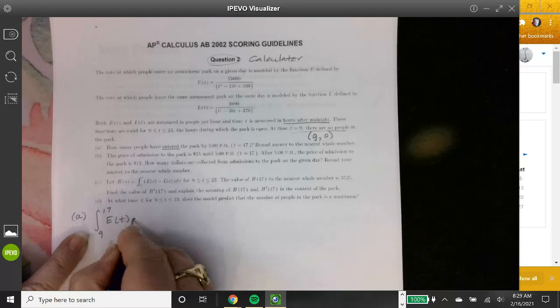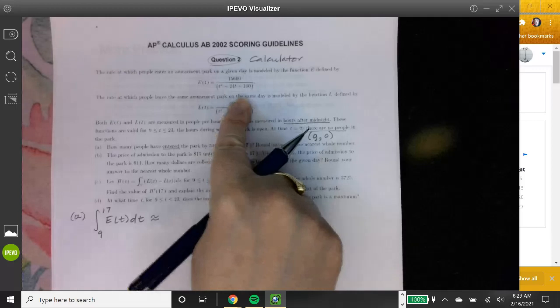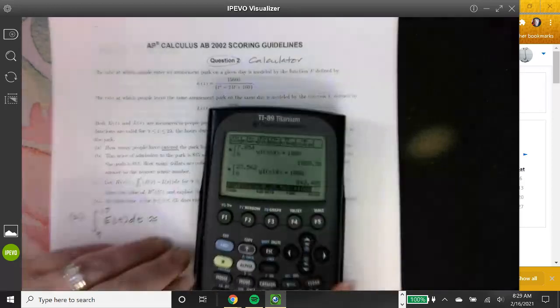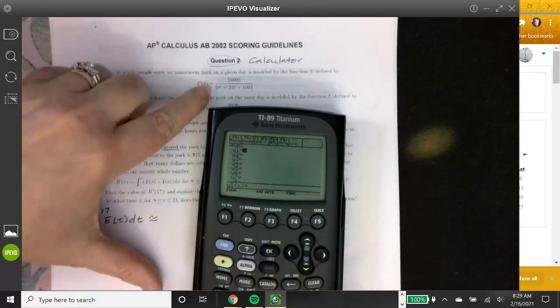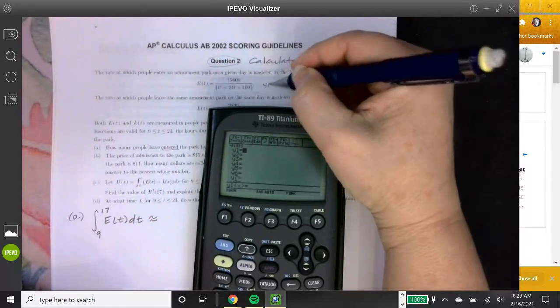Again, since E of t is defined, I don't have to rewrite it because they gave it to us up here. And that is 15. So let's type it in there. Now I'm going to go up here and clear this out. I'm going to put it in my calculator under y1. So I'm going to make a note here. This is going to be under y1 of x.